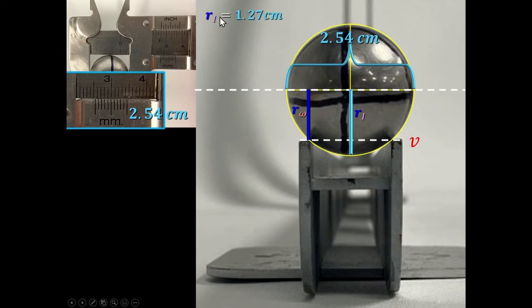Okay, so from there to there, that means the radius is half of that. So this is 0.127 and this is 0.127.